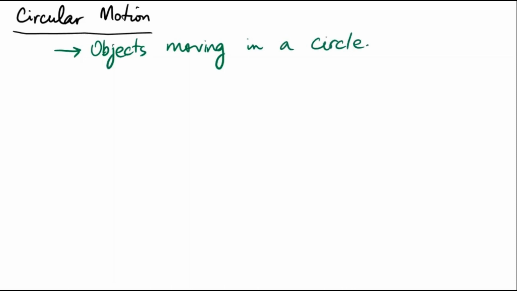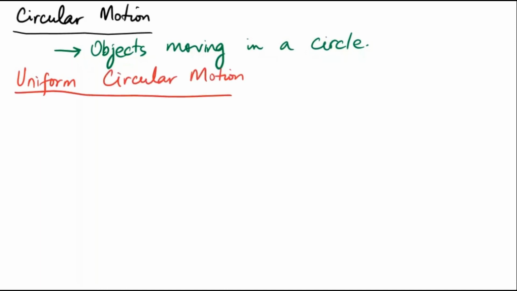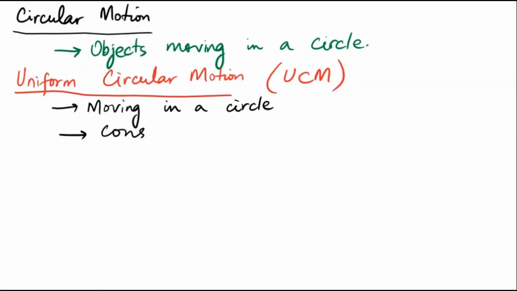Circular motion is defined, as you can see from the name, as an object moving in a circle. So we're going to look at its motion when it's moving in a circular path. For this class, we're going to define uniform circular motion, or UCM, which means that the object is moving in a circle, but with a constant speed, or the speed is not changing.